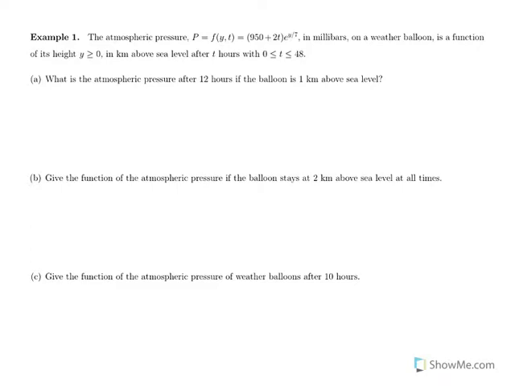First, we're going to look at atmospheric pressure given by the function P, which is a function of two variables, y and t. The function is an exponential function. We're going to have 950 plus 2t times e to the y over 7. The pressure is given in millibars, and this is the atmospheric pressure of a weather balloon. This pressure is a function of its height, so it depends on how high off the ground the balloon is, and it also depends on how many hours have elapsed since its initial launch.